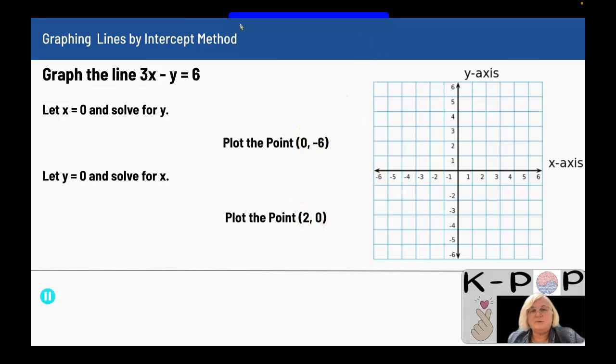So when I plot both of these points, 0, -6, I don't go right or left, I just go down 6, so I have the point right here. And then 2, 0, I go to the right 2, and I don't go up or down because that part is 0. I have 2 points. I connect the 2 points. Well, if I can make it through the point, then it should be a straight line. You have to imagine it because I'm drawing on the computer.